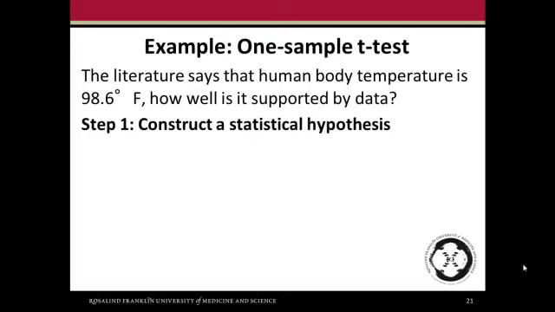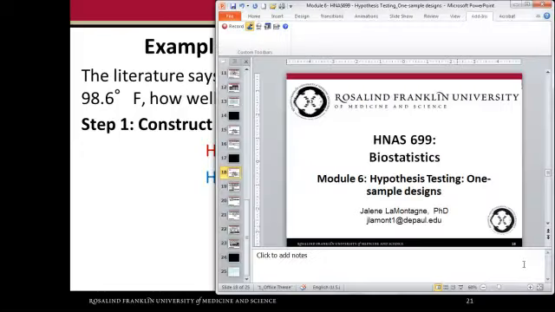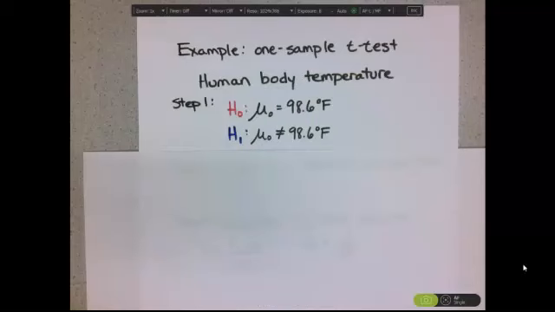The first step is to construct our statistical hypotheses, and that is saying that the population mean is equal to 98.6 or that it's not equal to 98.6 degrees Fahrenheit. So that was step 1, to establish our statistical hypotheses: the population mean is equal to 98.6 or it's not.